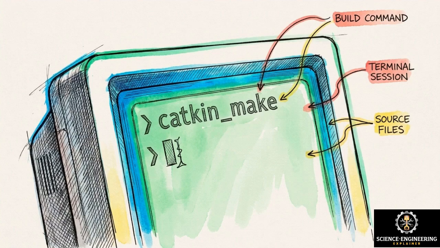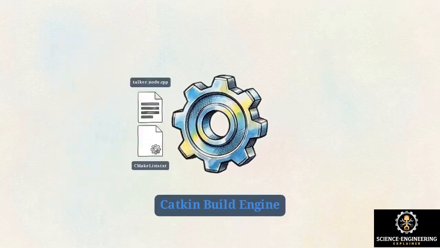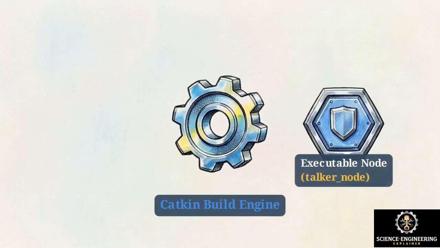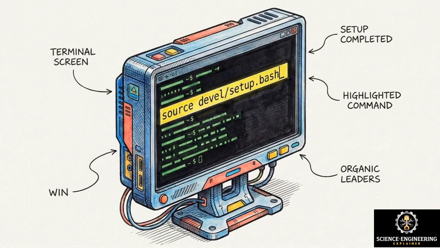Return to the catkin root and run catkin_make. This triggers the compiler to build your new node based on the instructions you just provided. Run the source devel/setup.bash command again to ensure your terminal environment is aware of the newly compiled executable.